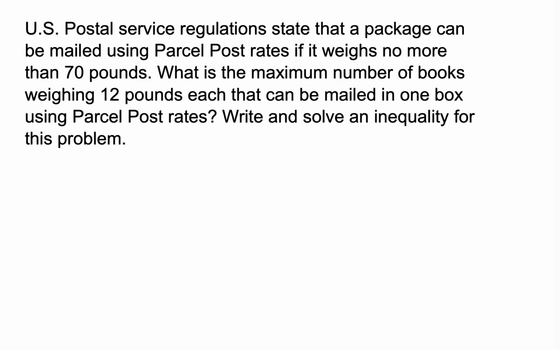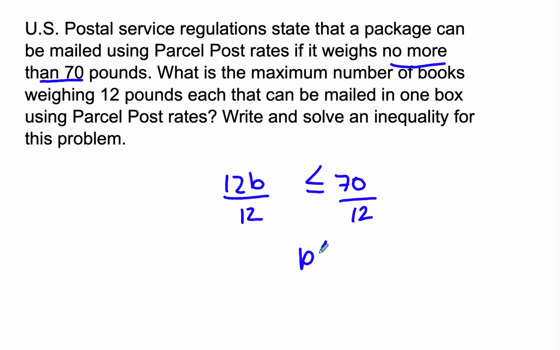All right, so our key words here for our inequality, no more than. That means less than or equal to 70. 12 pounds for each book. So I'm going to write 12 and then B for books. So 12 times the number of books, that has to be less than or equal to 70. To solve this, I'm going to have to divide by 12. B is less than or equal to, and then 70 divided by 12 I will do over here.